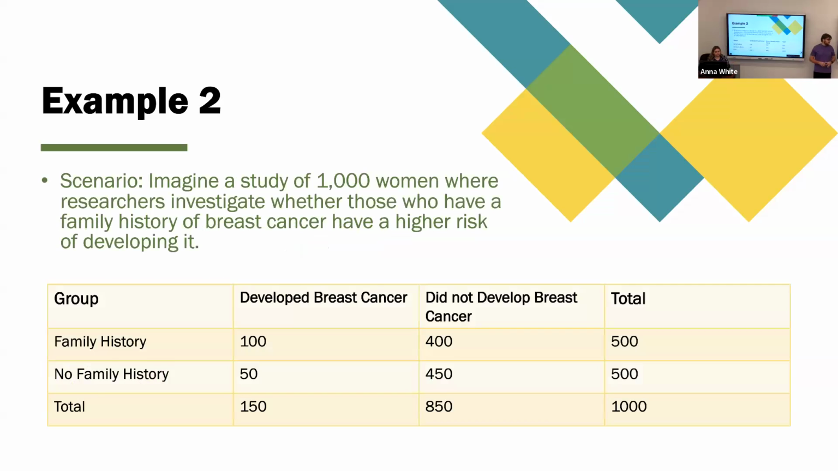Okay, so for our next scenario, we're going to imagine that we had a study conducted of 1,000 women where they investigated whether those who have a family history of breast cancer have a greater risk of developing it. So let's just say of the 1,000 women, there's 500 women who have a family history of breast cancer and 500 women who did not have a family history of breast cancer. So of the 500 women that do have the family history, 100 of them developed breast cancer, while 400 of them did not develop breast cancer. While with no family history of it, only 50 developed breast cancer and 450 did not.